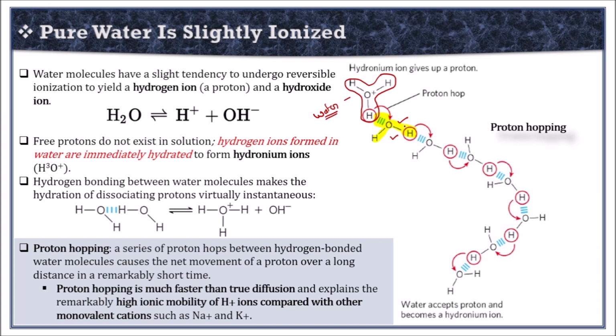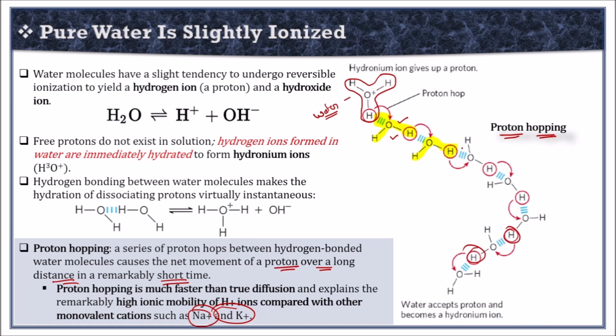Now again, this water molecule that I highlighted may be hydrogen bonded with another water molecule, and if it is, then this will also donate this hydronium ion's proton to this water molecule, and this chain will go on. So that's how this proton moves in water, and that we call proton hopping. Because of this proton hopping, the proton can travel over a long distance in a remarkably short time as compared to other monovalent cations like sodium and potassium.